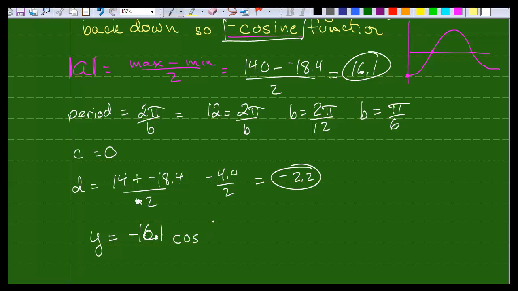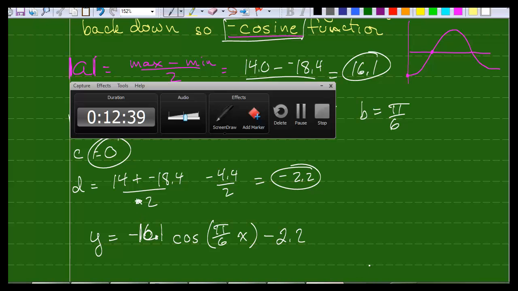cos of the b value pi over 6 x, with no phase shift, minus 2.2. Now I'm going to put that into the graphing calculator and see how close our equations match.